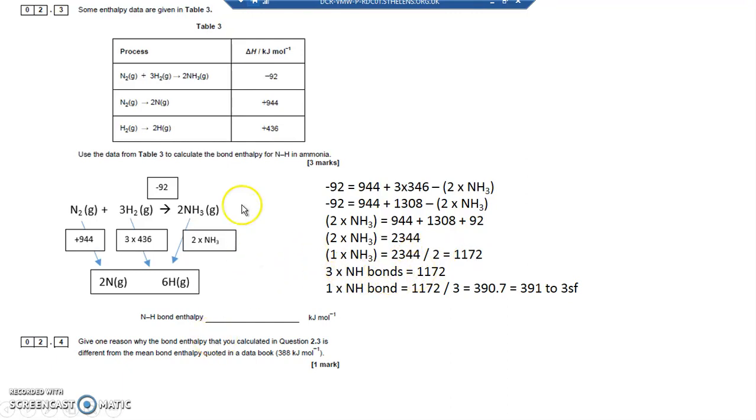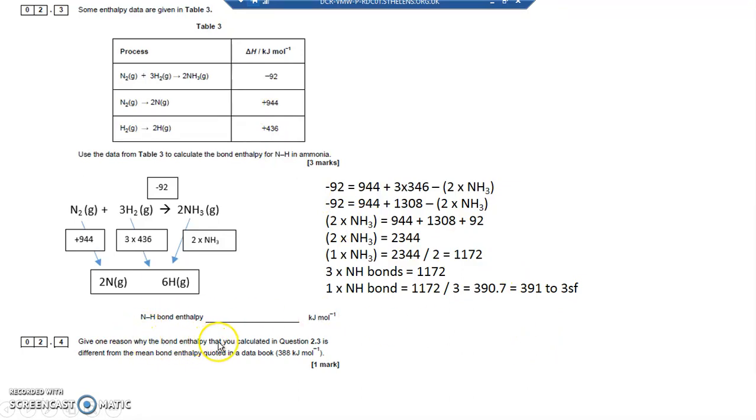Now it actually wants to know the strength of an N-H bond. So I've got the value to make NH3, and NH3 has got 3 N-H bonds, so I divide that by 3 and get 390.7. But I want to try and get to 3 significant figures, the same as these two values here, so 391.